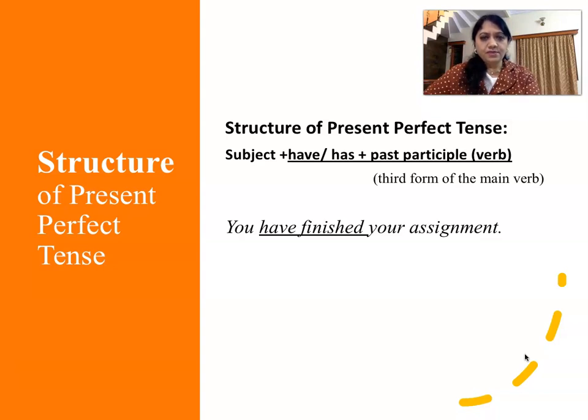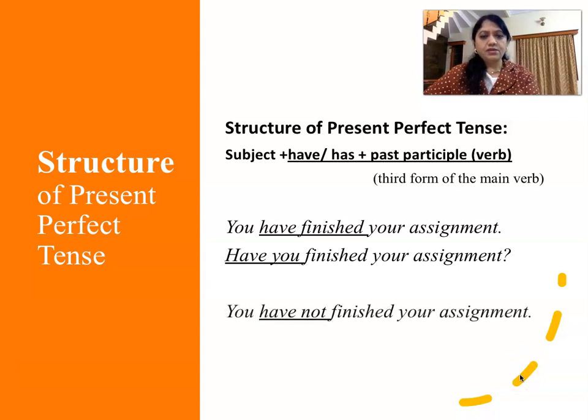Now this is an affirmative sentence. The next one is an interrogative sentence, and this is how we form the interrogative sentence. Have you finished your assignment? You have not finished your assignment. This is a negative sentence, which I can also say you haven't finished your assignment. Have and not, the contraction form is haven't.